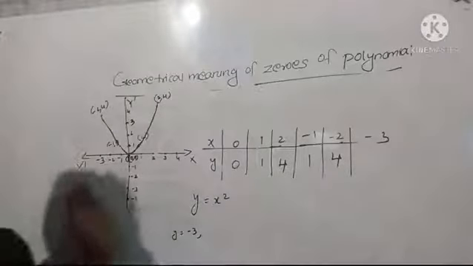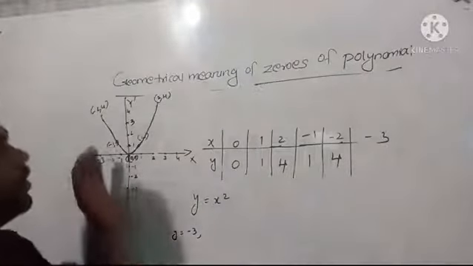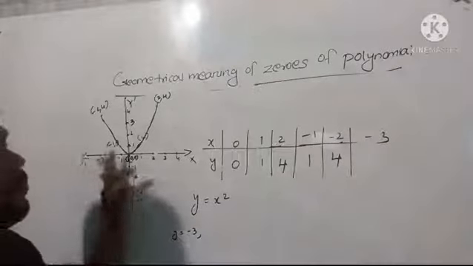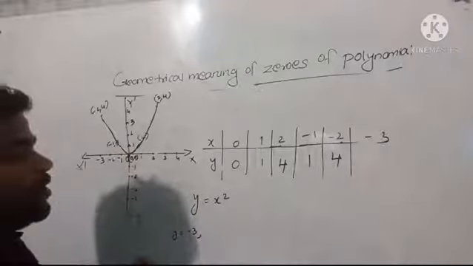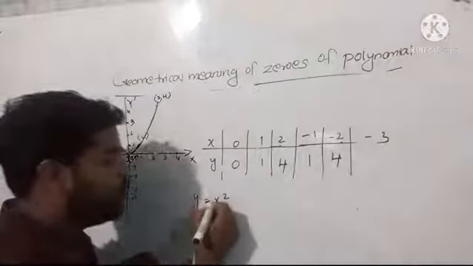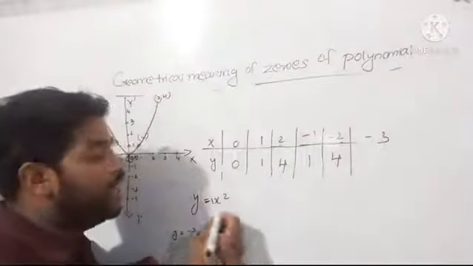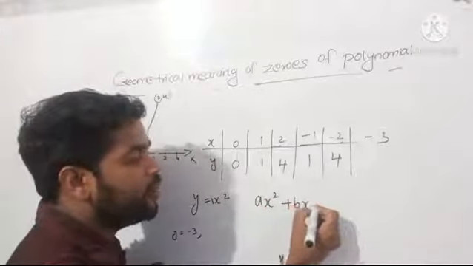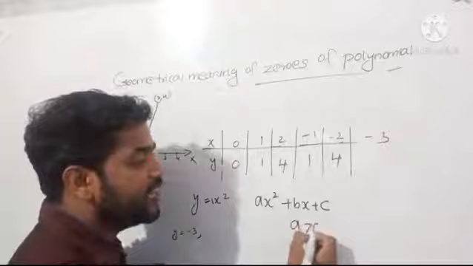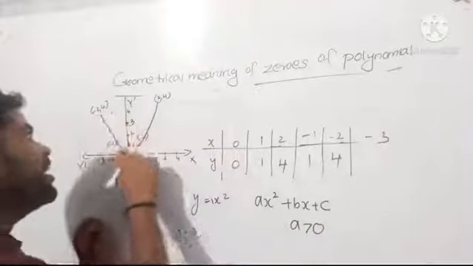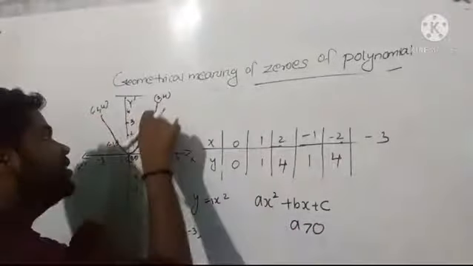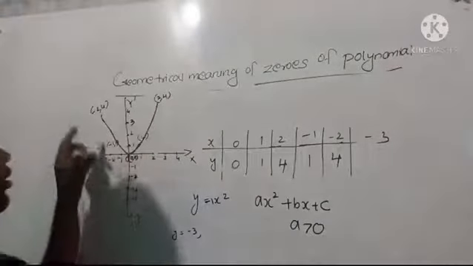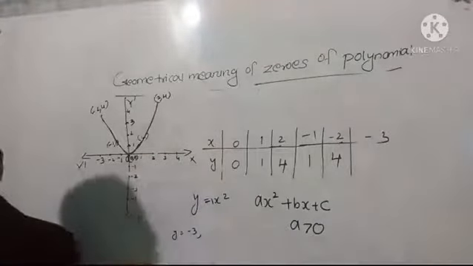So it is a quadratic polynomial, y equal to x square. You will get a parabola shape because here the coefficient of x square is 1, and in the quadratic polynomial standard form ax square plus bx plus c, if a is greater than 0, you will get a parabola. This U shape we call a parabola, opening upwards.